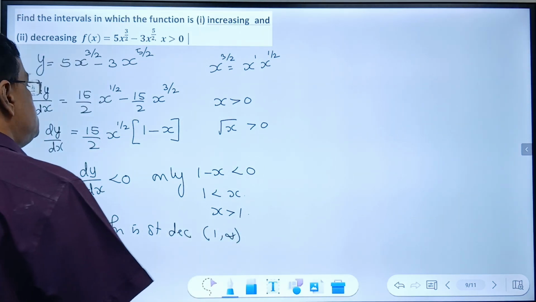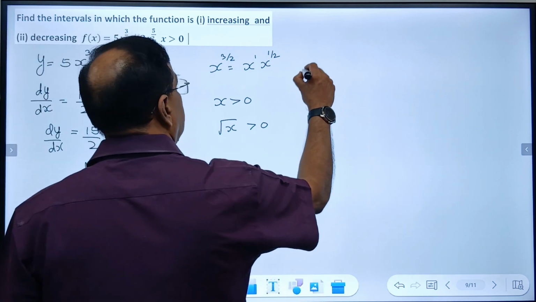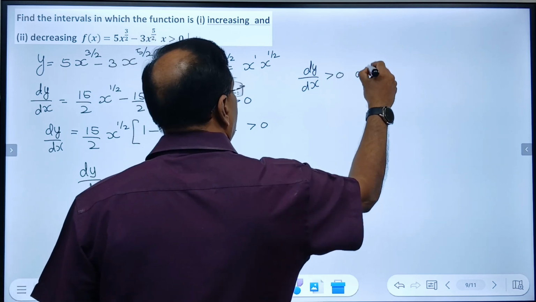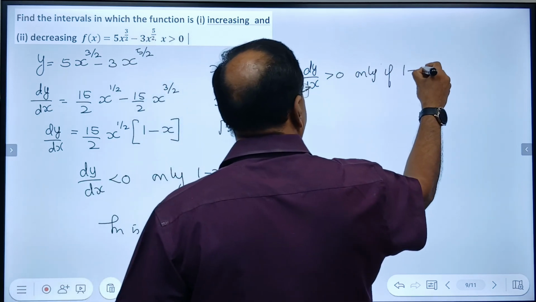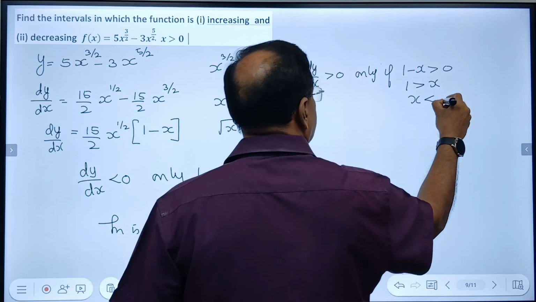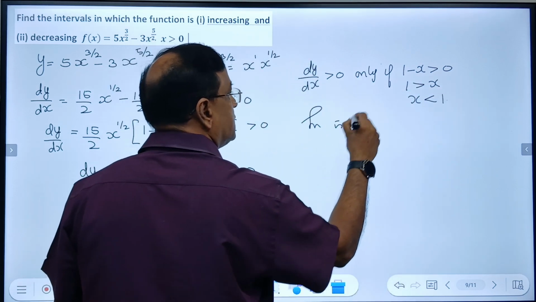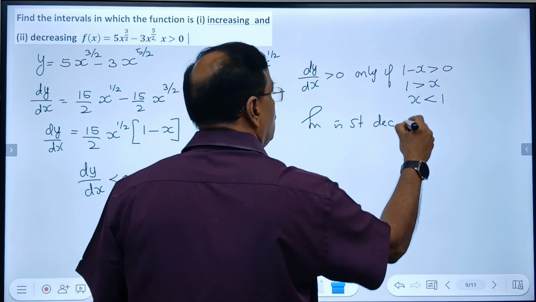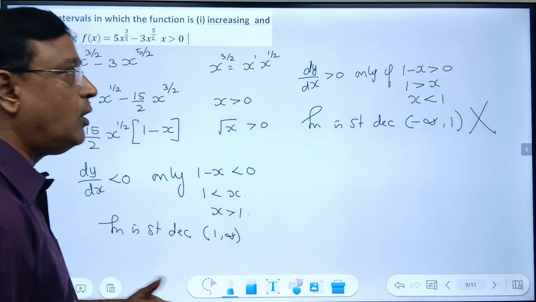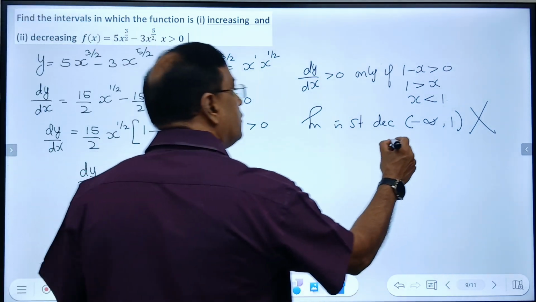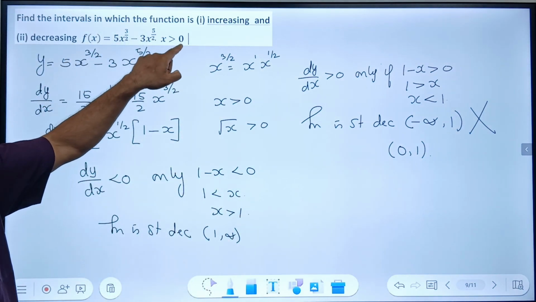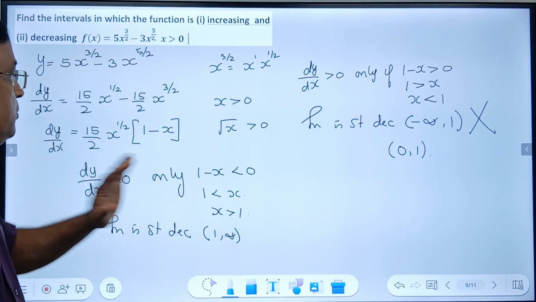Now what happens to the next part? dy/dx will be positive only if 1 minus x is positive. That is 1 is greater than x, or x is less than 1. Therefore the function is strictly increasing where? You can't write minus infinity comma 1. This is what many students will do. This is wrong. If you do that, you will lose marks. It will be from 0 to 1 because the graph is not defined beyond 0. Okay. So I hope this is clear to you.